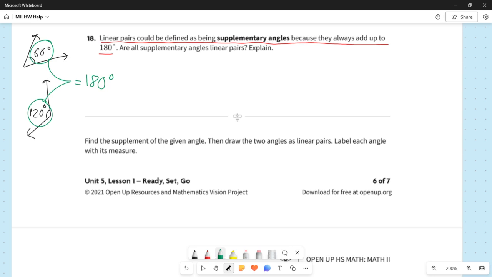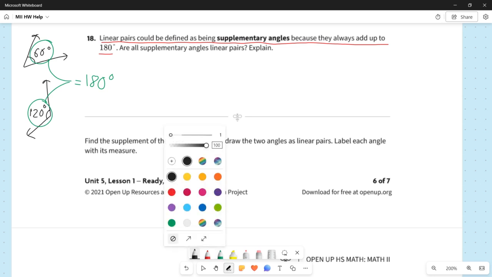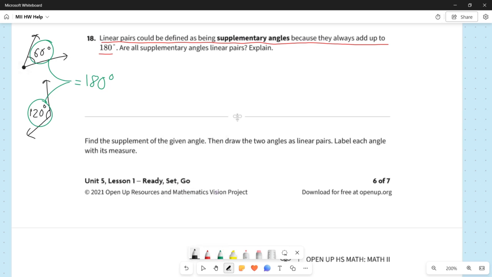in order to be linear pairs, they have to share a vertex, and they have to form a straight line. And the angle up top, well, the vertex is there. The angle on the bottom, the vertex is there. They are clearly not the same vertex. They're two different points, and they don't visually form a straight line. But they are supplementary because the angle measurements sum to 180 degrees.